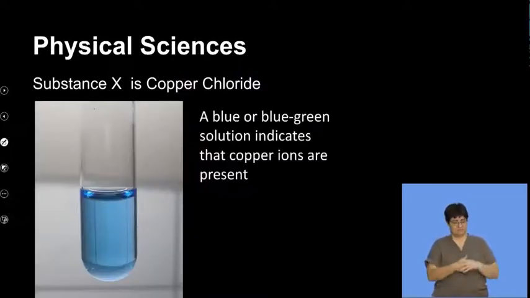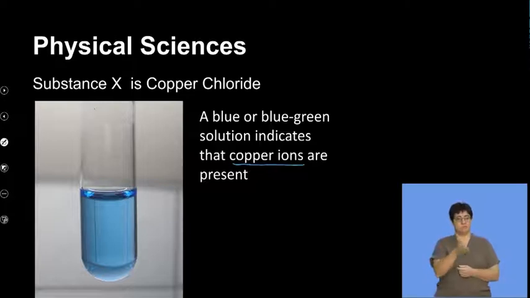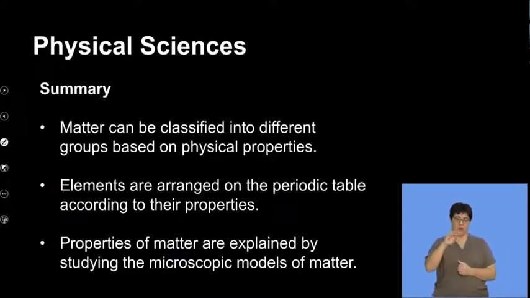And then again, we are told that substance X is copper chloride. Now, a blue or blue-green solution indicates that copper ions are present, because if this substance completely dissolves in water, it forms a homogeneous solution, which is blue in color. And the color indicates the presence of copper ions. Right. And then, in summary, what are we saying?